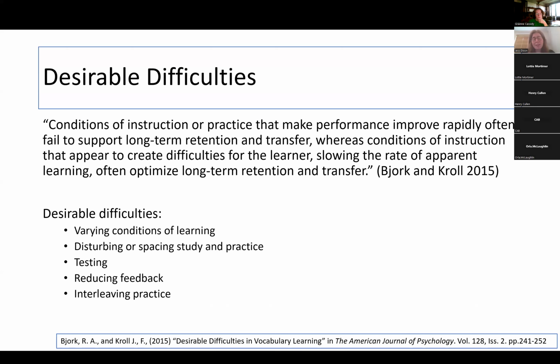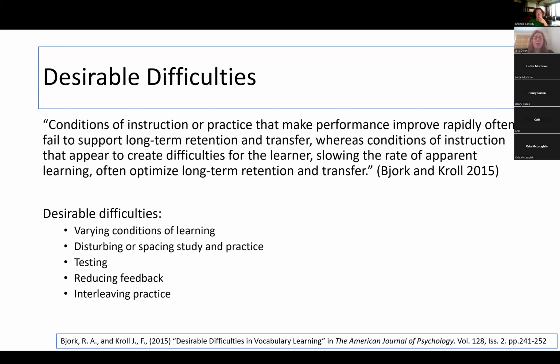Reducing feedback, making it difficult by not always explaining why something was wrong, getting students to find out and to review their work themselves, to think about why something went wrong and do their own corrections. And interleaving practice, mixing up the order of topics that they study or revise, so it's not necessarily always fresh in their mind. And these difficulties do need to be desirable.